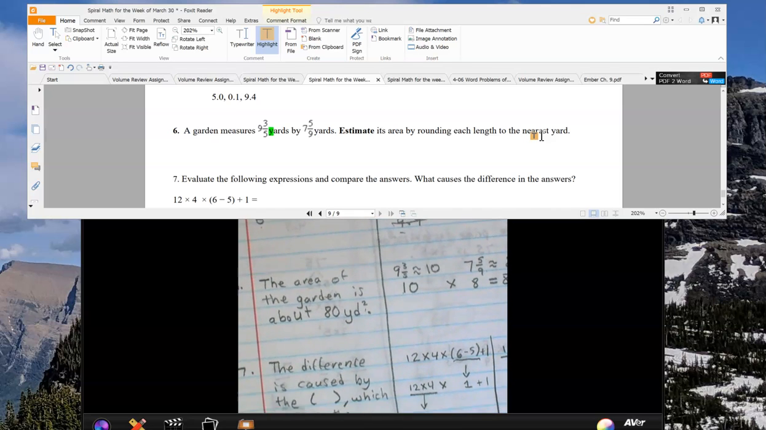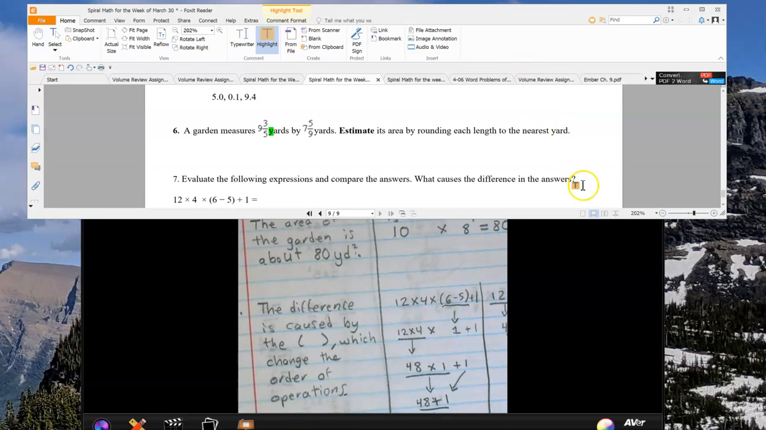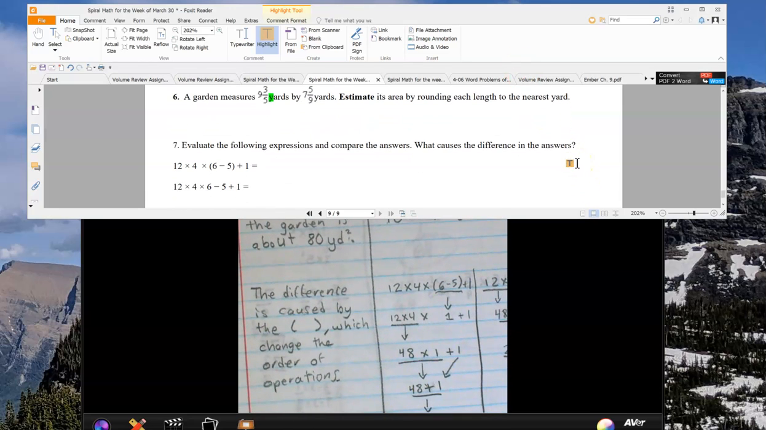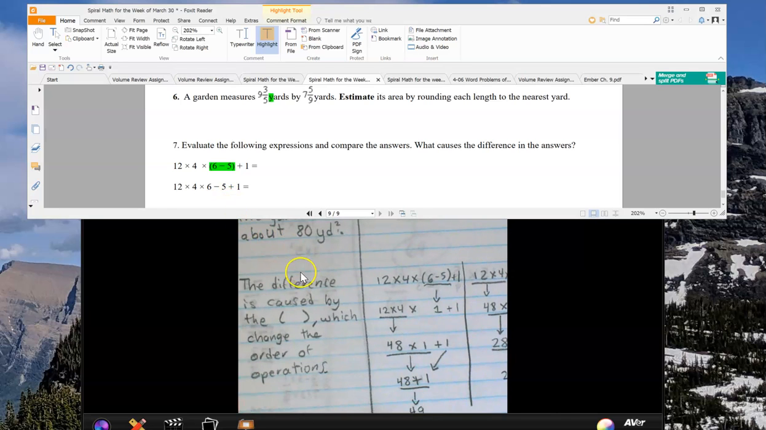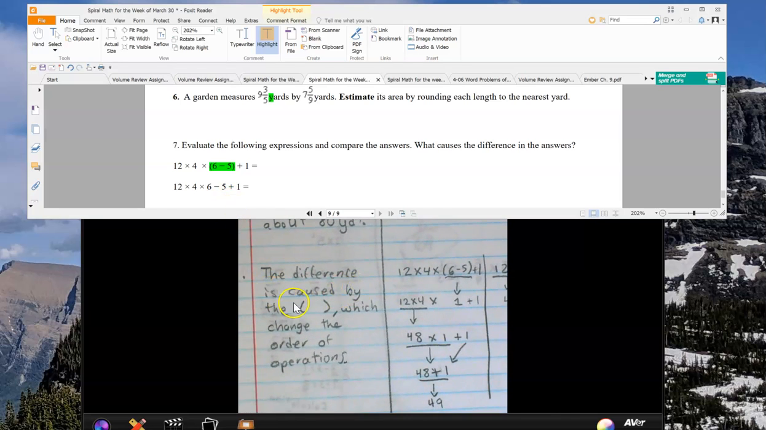And we'll go on down to number 7. Number 7 is going to be evaluating the expressions 12 times 4 times, in parentheses, 6 minus 5 plus 1, which looks almost exactly the same as this expression, 12 times 4 times 6 minus 5 plus 1. The big difference is that here there are parentheses, but down below there are no parentheses. And that's going to make a big difference. In fact, the difference is caused by the parentheses, which change the order of operations.